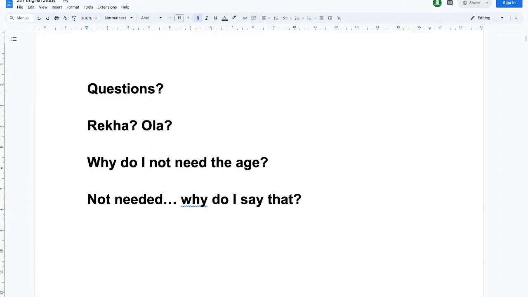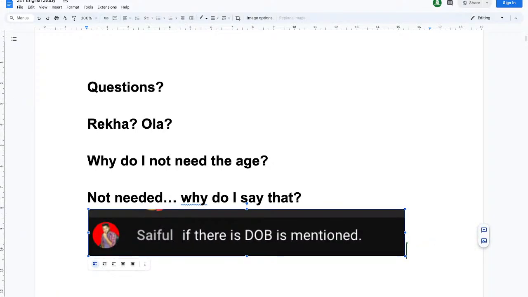Okay, so guys, look at this. This is from Seifel. The DOB is already mentioned. Does that make sense, guys? You already have the age above this sentence. It's already there. Does that make sense, everyone? Let me show you an example.